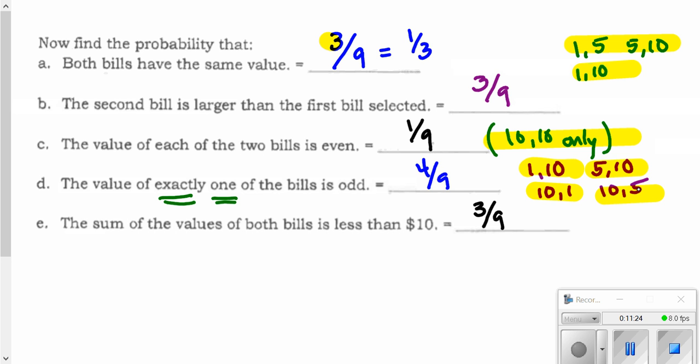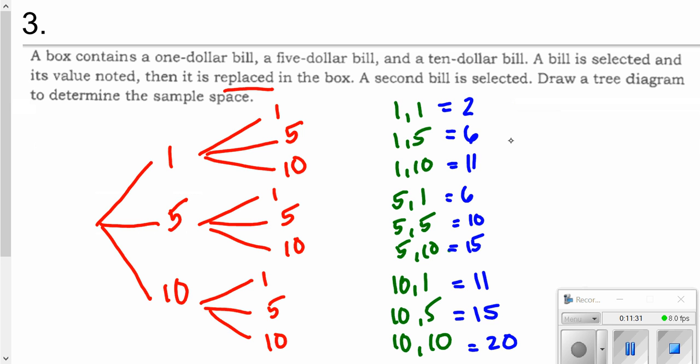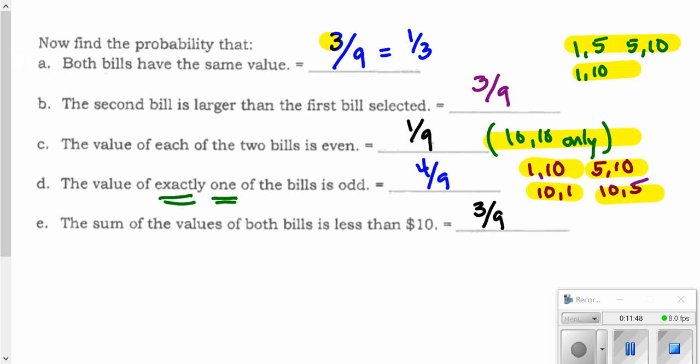And then the last one asked us to figure out adding up to less than $10. So in blue ink here, I wrote down what each of the sums was. Like if I have 1 and then 1, that's $2. And so the things that are less than 10 would be this one, this one, this one, and that's it. Equal to 10 is not less than 10. So that's it.